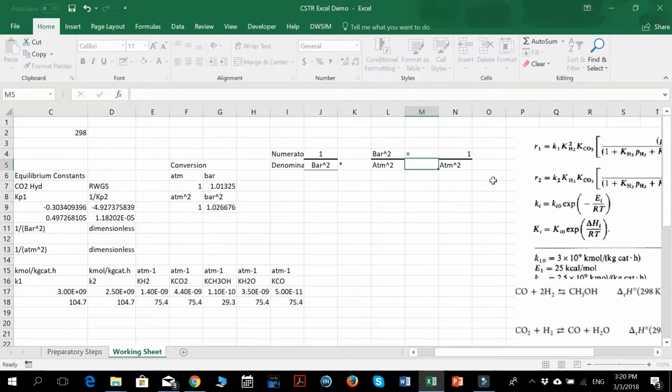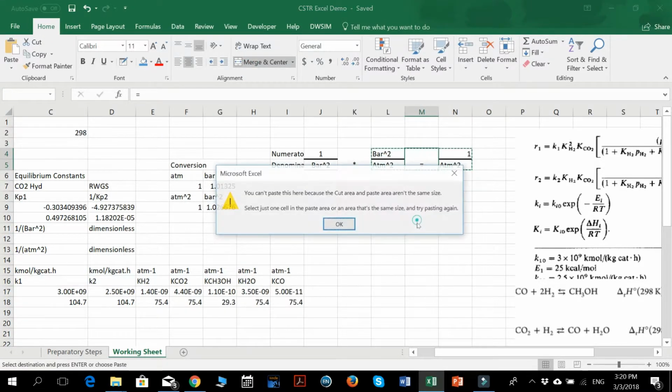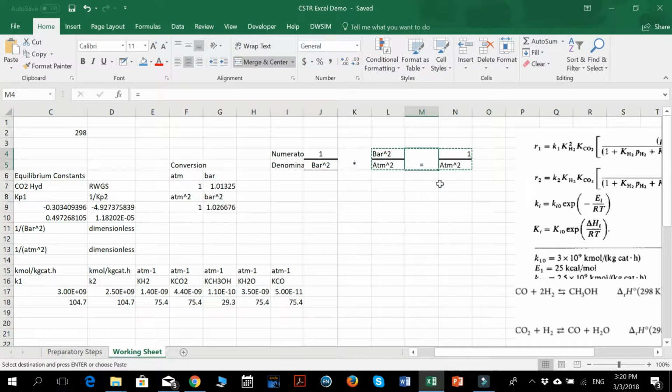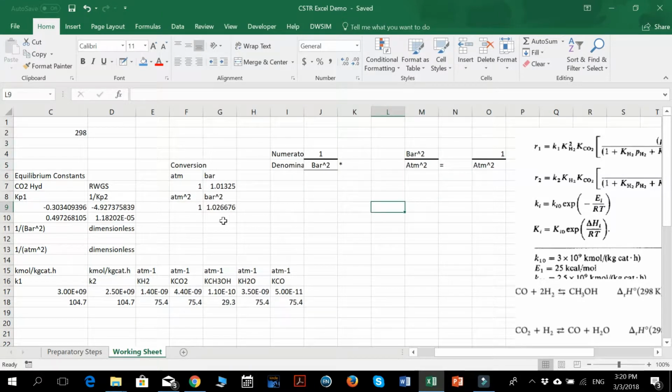So I'll just put the equal sign here. Let me put it at the bottom as well. Yeah, so doing that. Oh yeah, never mind. Doing that, so 1 bar squared is this much.